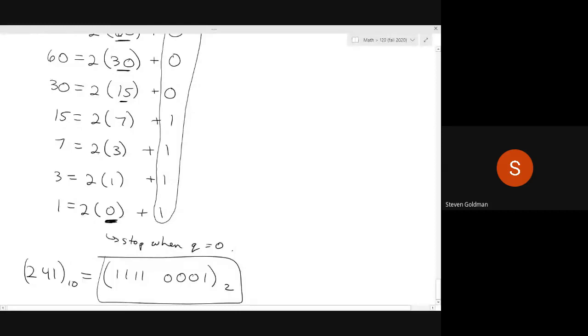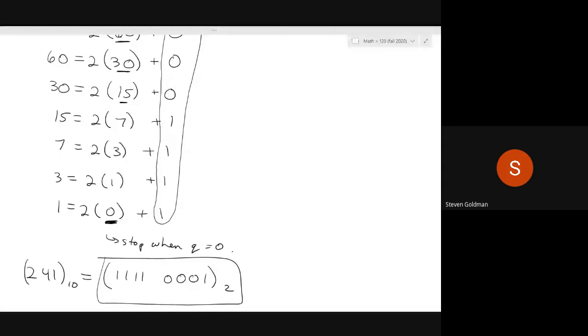Okay. The same thing works for any base. You just divide by whatever base you want to change to.